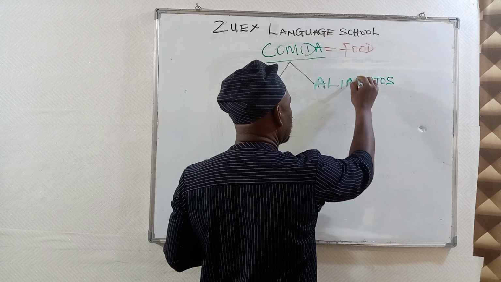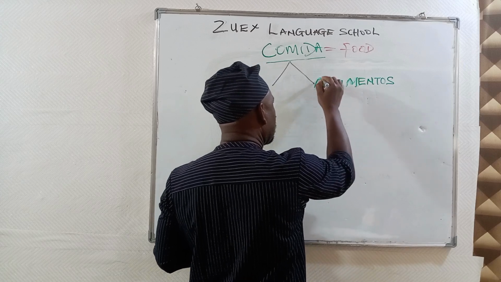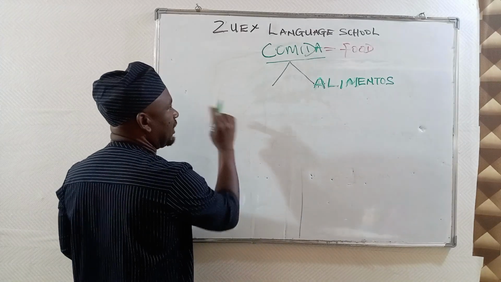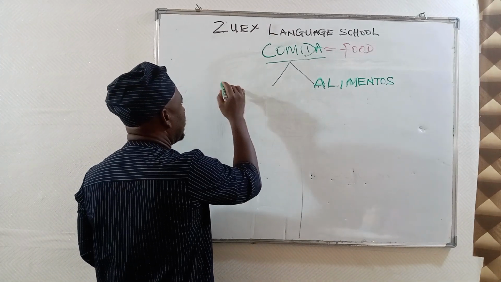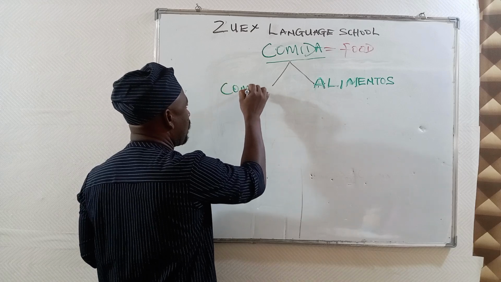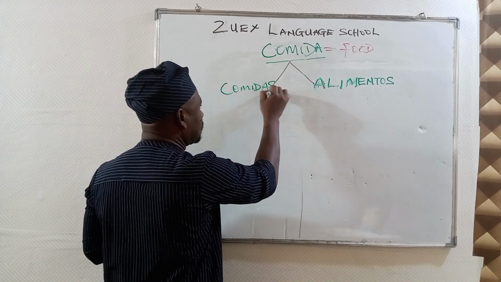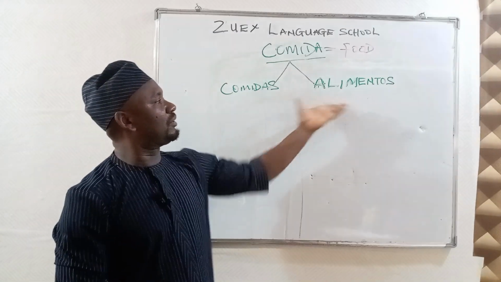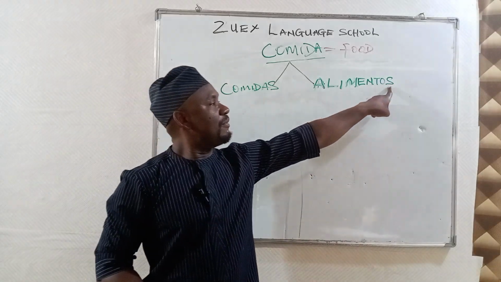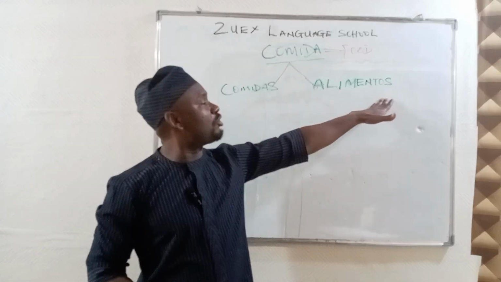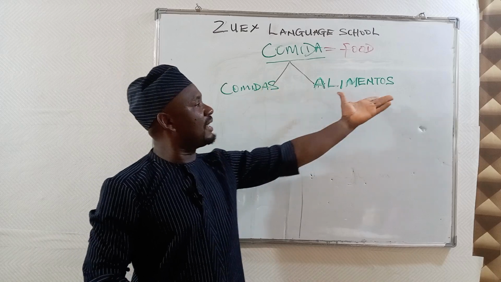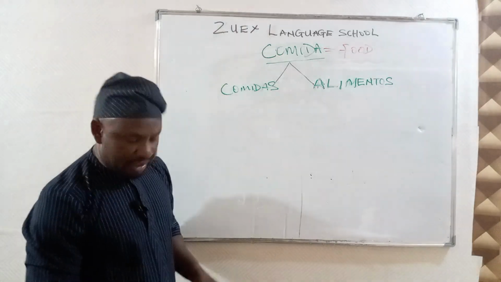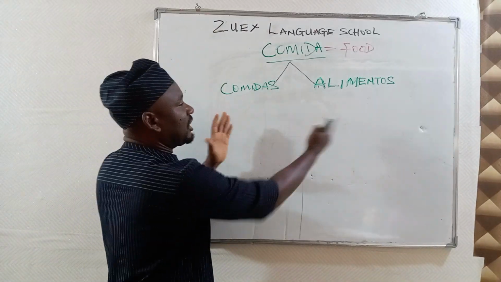Alimentos. Okay, alimentos. Y aquí, alimentos y comidas. Okay, just pay attention. If you find out that there are two things, they have S, which is plural. We have plural. Comidas and alimentos. So our job right now is for us to differentiate the two.